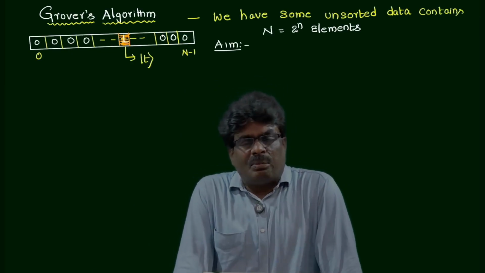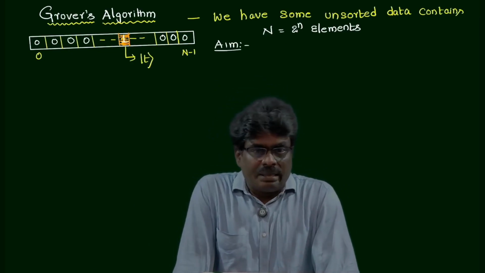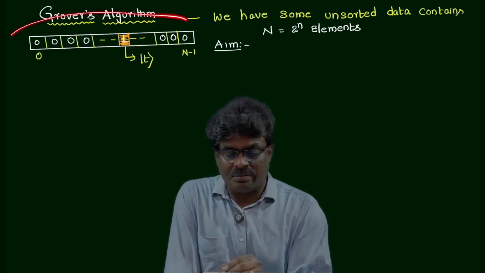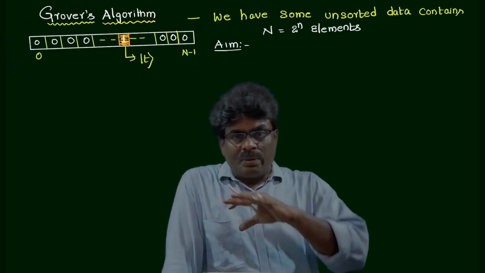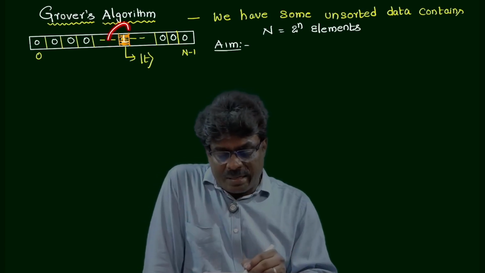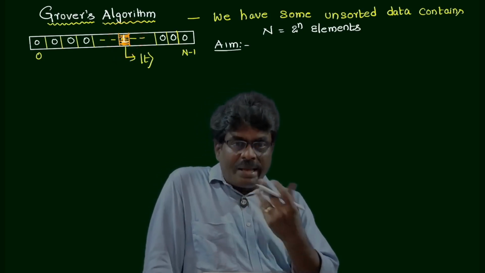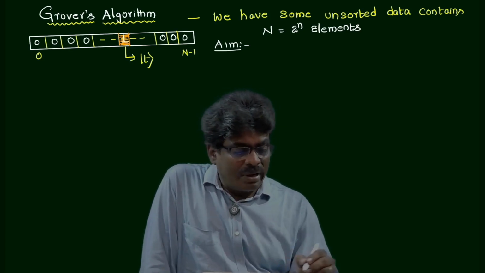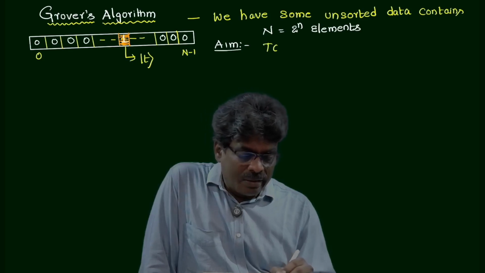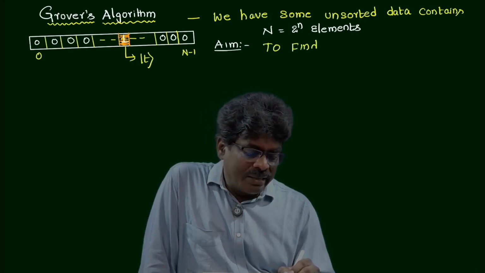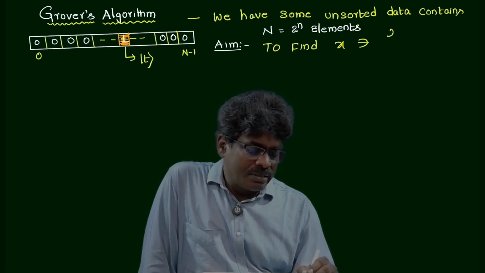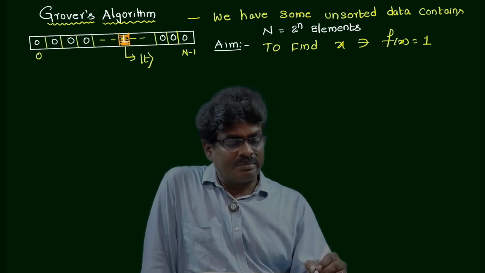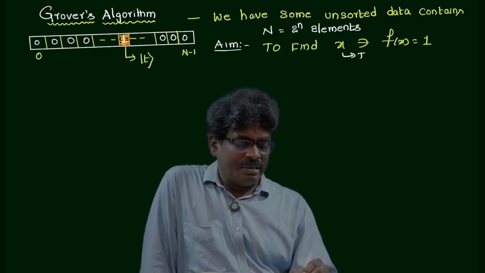So what is this algorithm? For example, we have some unsorted data which contains a capital N number of elements. In this data, we have our target somewhere and we would like to find that target. So our aim is to find x such that f of x equals 1. That is the target.